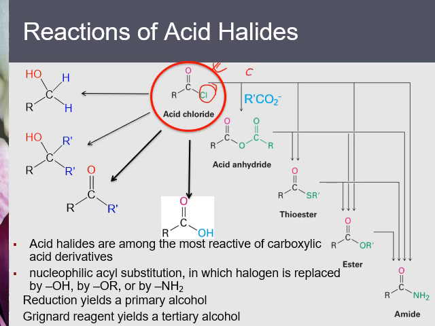acetate, that's acetate. This will attack the carbonyl carbon, the leaving group leaves, and you will get an acid anhydride. By reacting with an alcohol, the alcohol will attack the carbonyl carbon, the leaving group leaves, and you get an ester, right? By reacting with an amine, the nitrogen lone pair electrons will attack the carbonyl carbon, chloride leaves, and you get an amide.